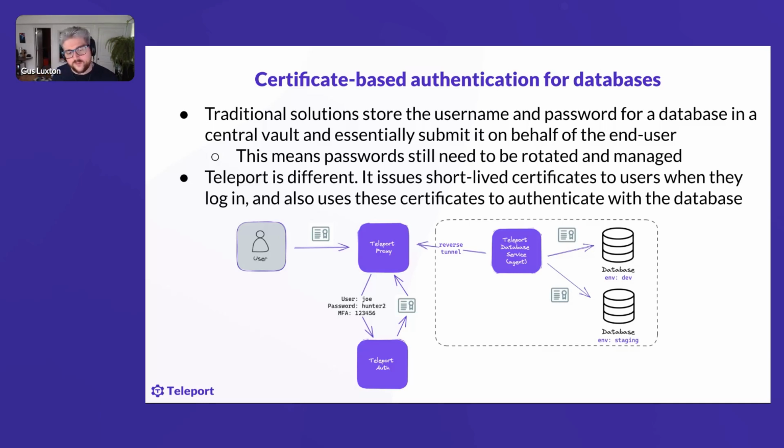It connects Joe up to the database service, which then allows him to access different databases. So in this example, we have two databases. One of them is in the development environment, so it has the env dev label set on it, and one is in the staging environment, so it has this env staging.